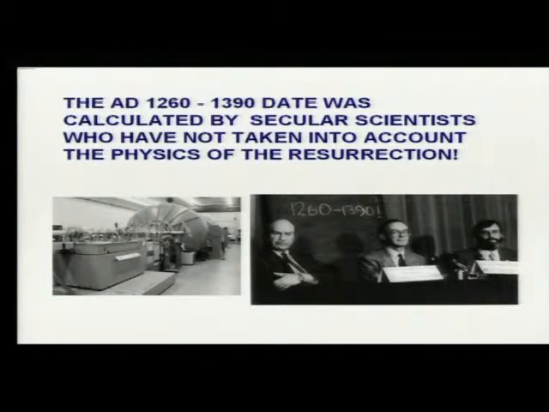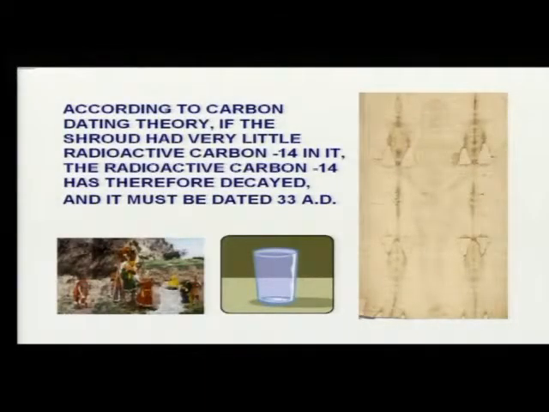The AD 1260 to 1390 date was calculated by secular scientists who haven't taken into account the physics of the resurrection, and that's what we're going to be looking at. Now, this is very important to understand. It's not that complicated. According to carbon dating theory, if the shroud had very little radioactive C14 in it, the radioactive C14 must therefore have decayed, and it must be dated 33 AD.